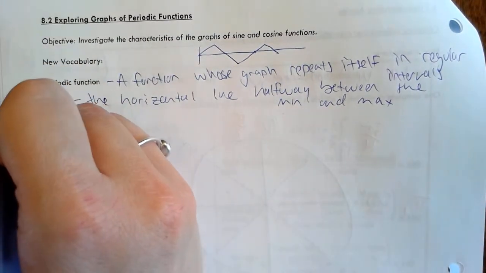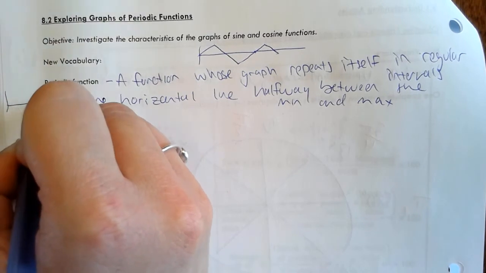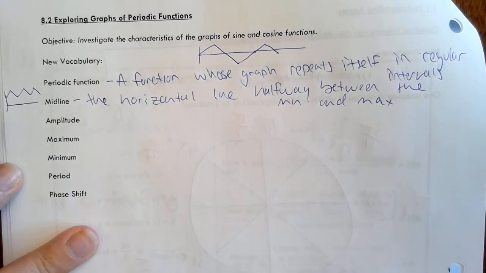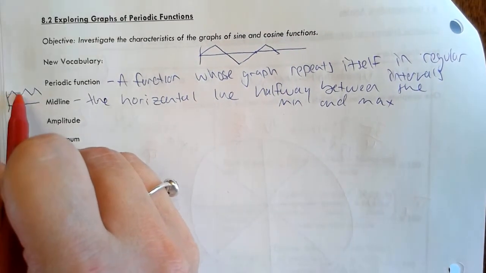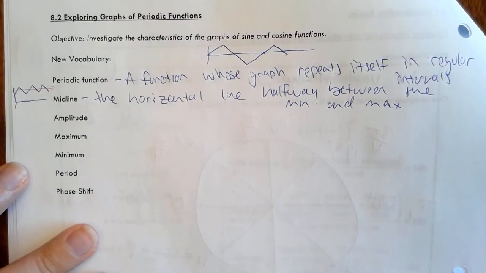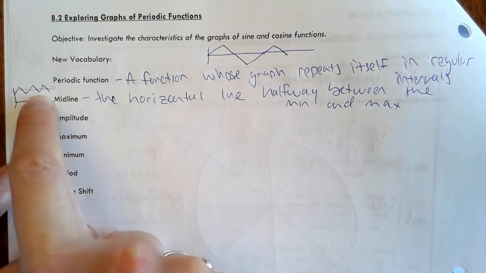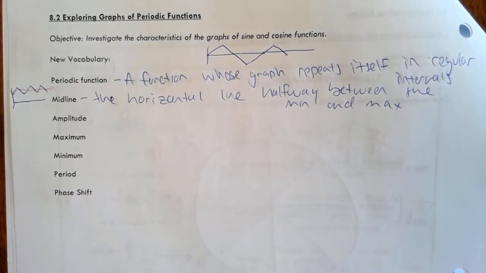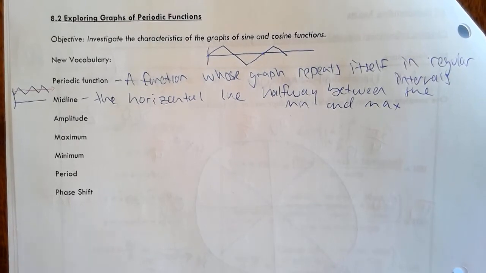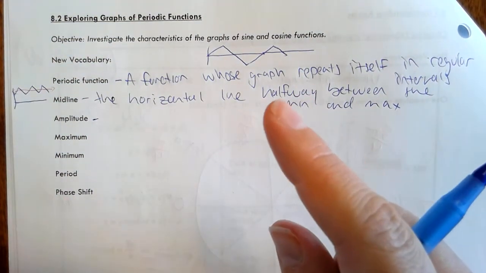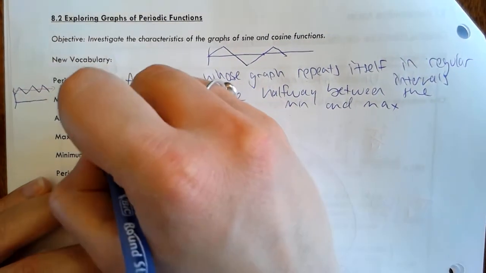So if I were to draw a tiny little picture over to the side over here, let's say this is my graph. A midline would be beautifully in between those going horizontally. That would be my midline. It's pretty hard to see, but it's just beautifully in the middle. We'll do a better picture down here in a second, just to graph that out. Alrighty, amplitude. Amplitude is like, how high is this graph? What's the height of it? So it's the height of the function.